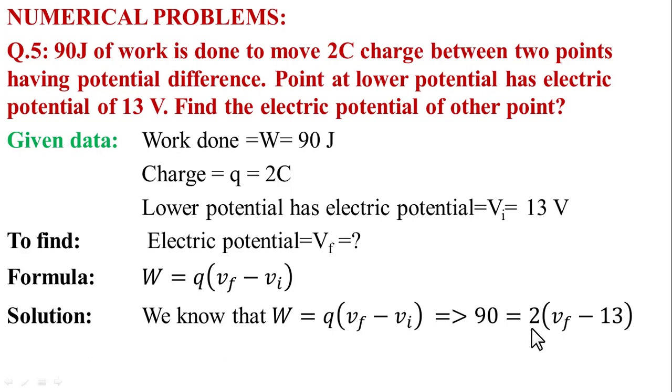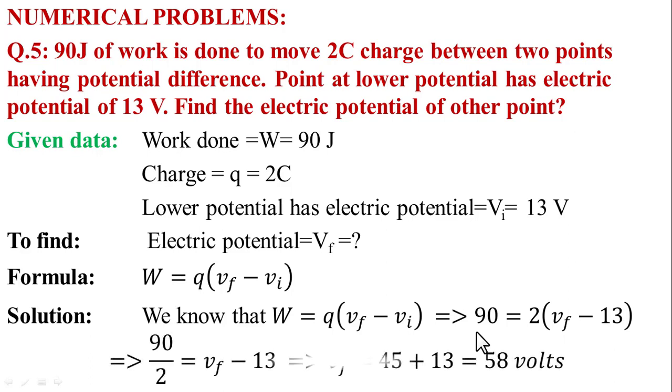Here 2 is multiplied, so it will be divided on the other side. Then 90 divided by 2 is equal to Vf minus 13. 90 divided by 2 is equal to 45, and 13 moves to the other side. This implies that Vf, the electric potential, is equal to 45 plus 13. Vf is equal to 58 volt.